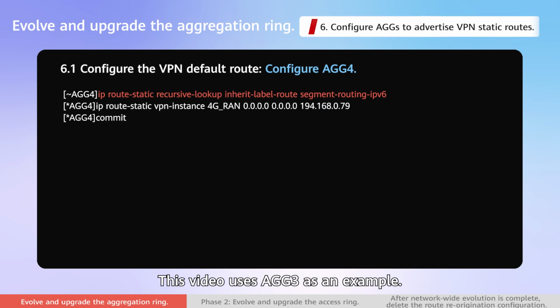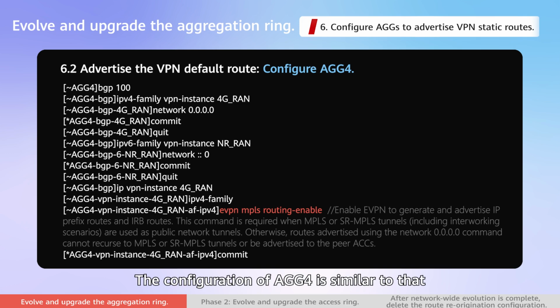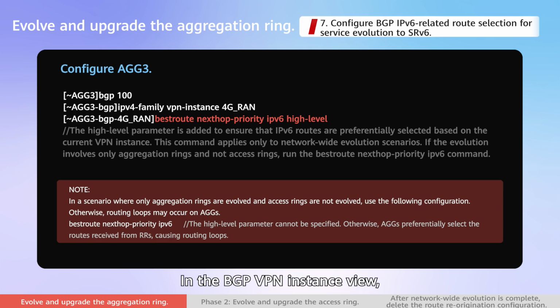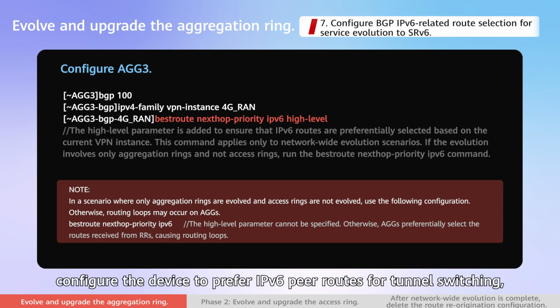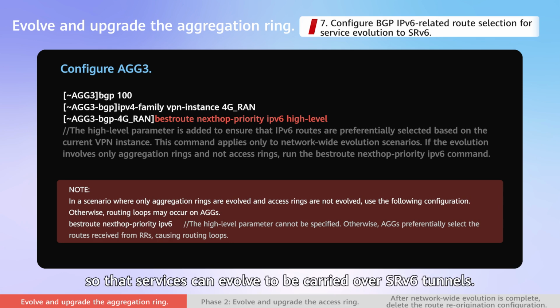This video uses AGG3 as an example. The configuration of AGG4 is similar to that of AGG3, and so is omitted here. In the BGP-VPN instance view, configure the device to prefer IPv6 peer routes for tunnel switching, so that services can evolve to be carried over SRv6 tunnels.